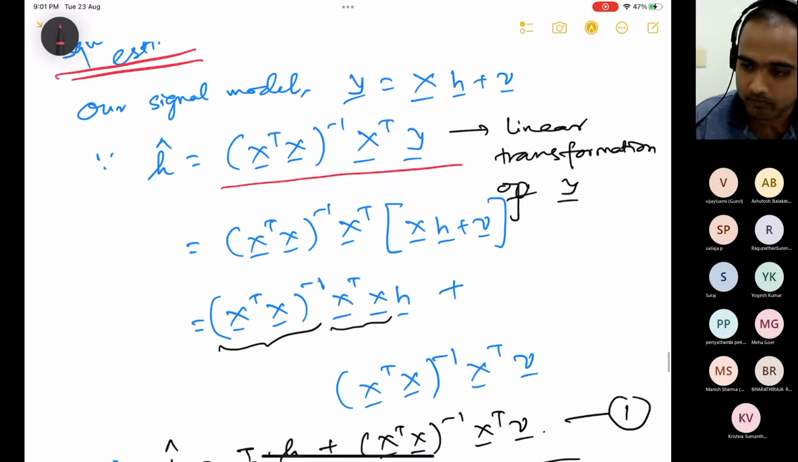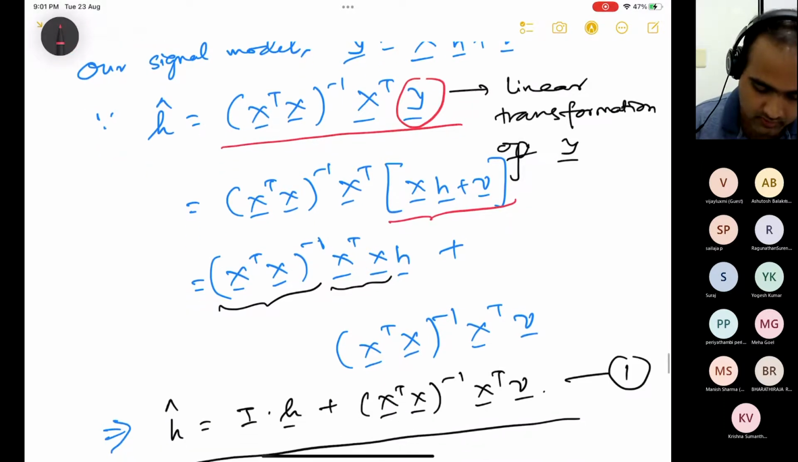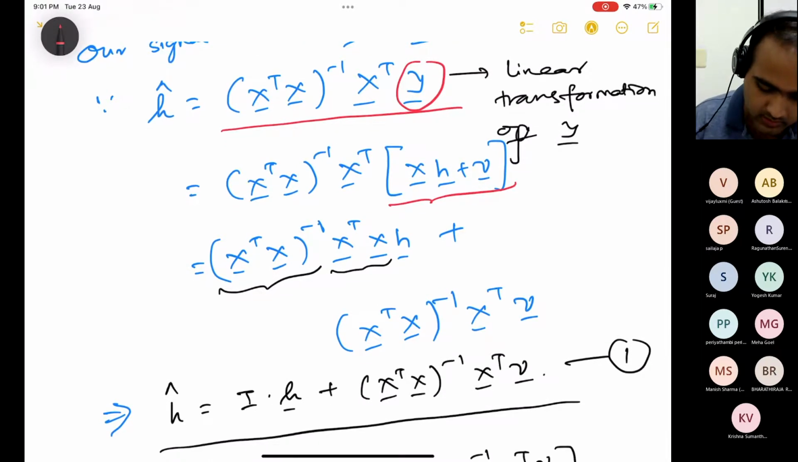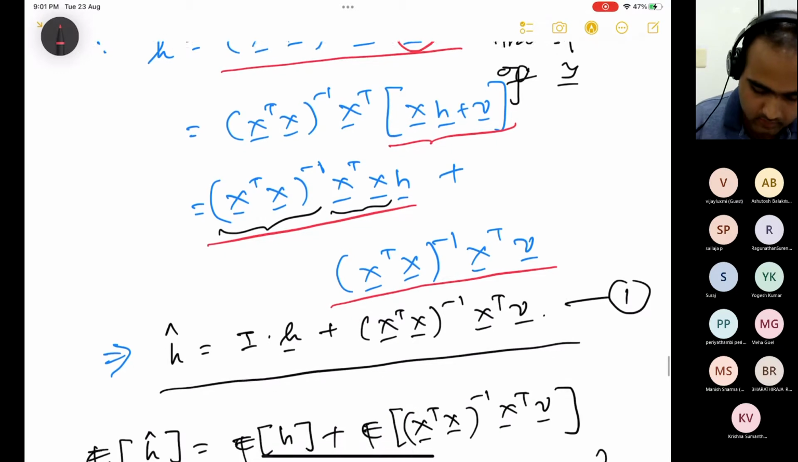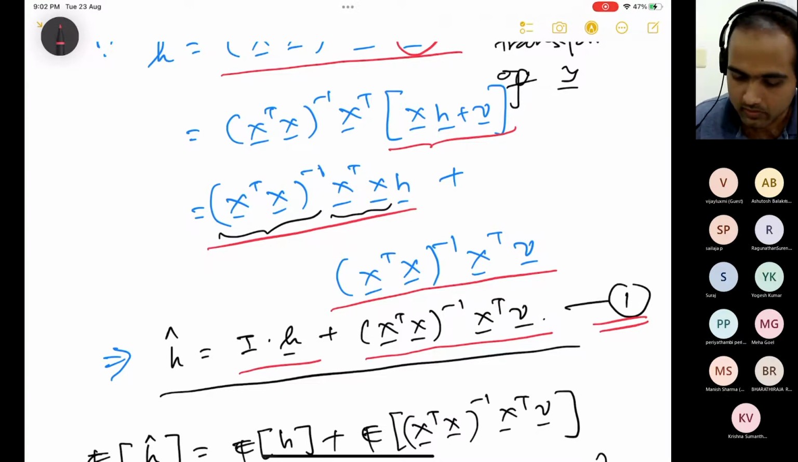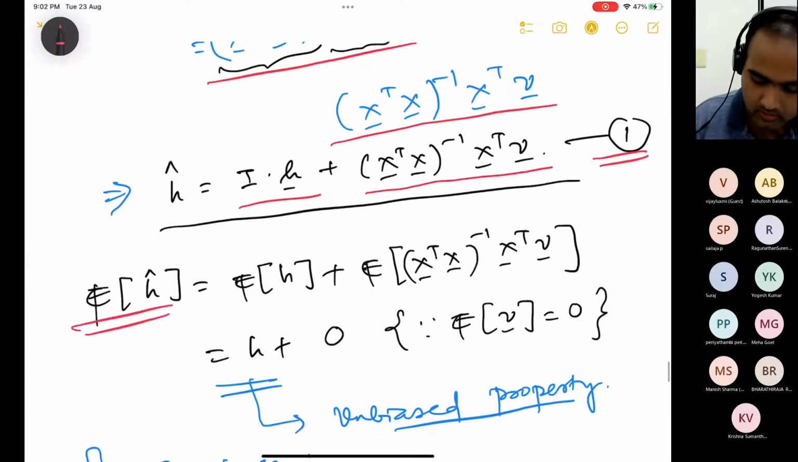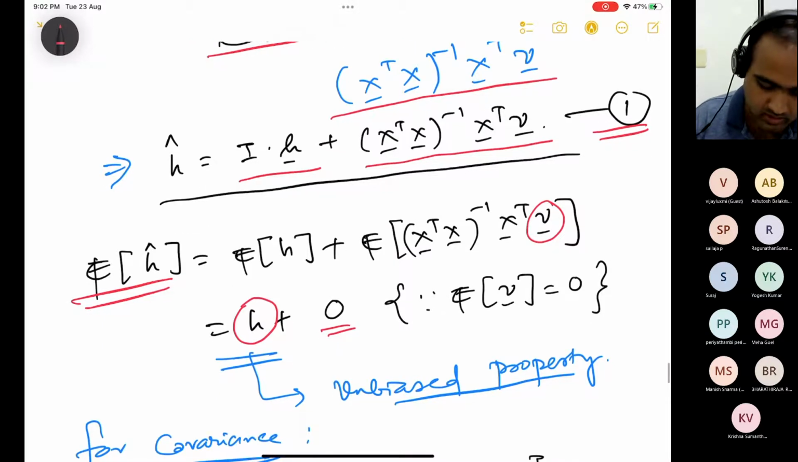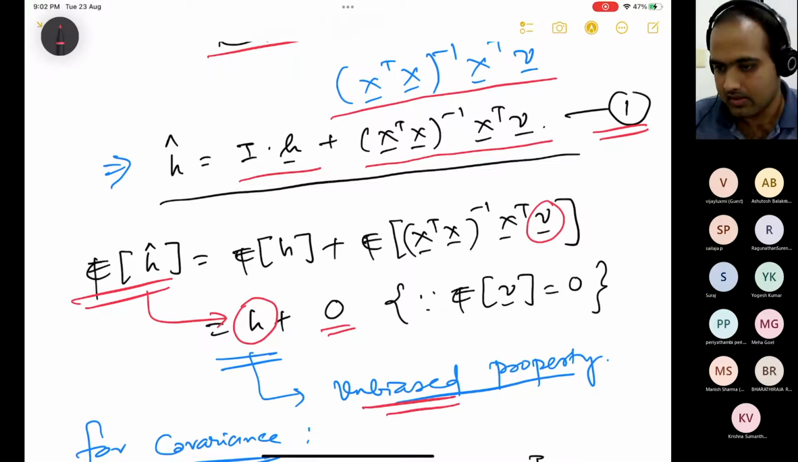So we have this estimator, and what is y? y is xh plus v. We substitute y, and if we open and multiply, we get these two terms, term 1 and term 2. If we solve this, we obtain equation 1, that is h hat is I times h plus x transpose x inverse x transpose v. Now if you take the expectation of h hat, the expectation of h is h itself because it is a constant, and the expectation of v is 0, so the second term vanishes. What you are left with is that the expectation of h hat is h itself, and so this is an unbiased estimator.